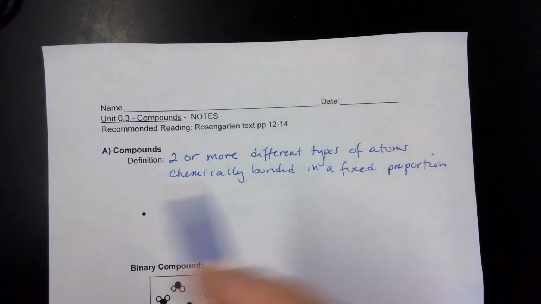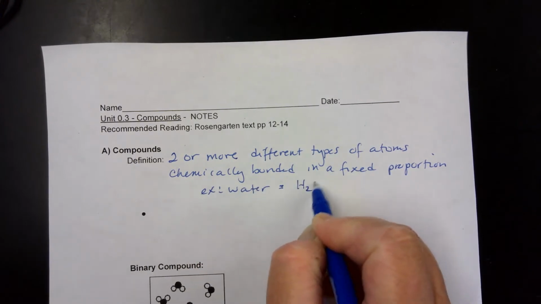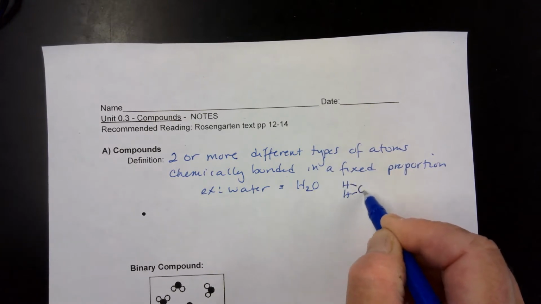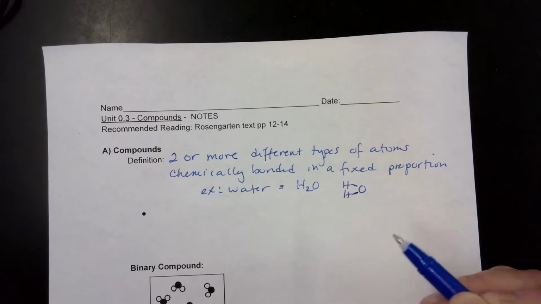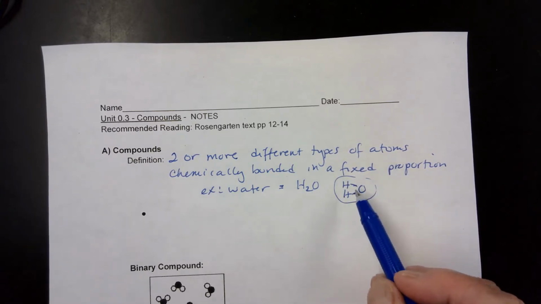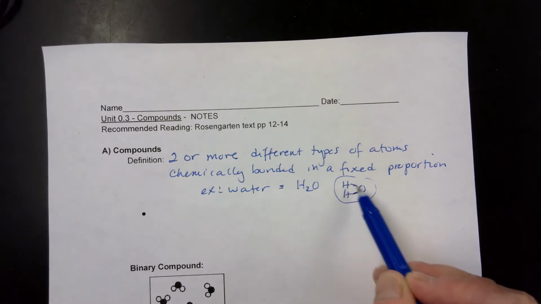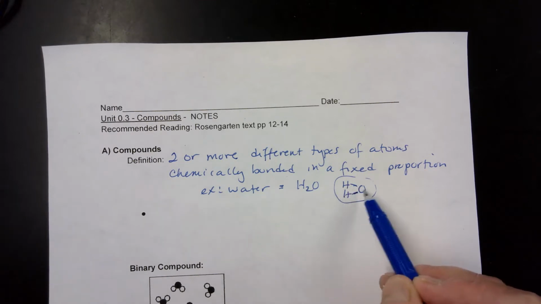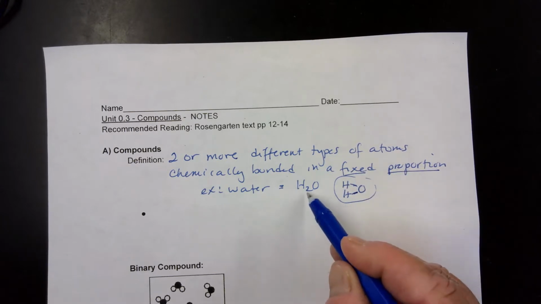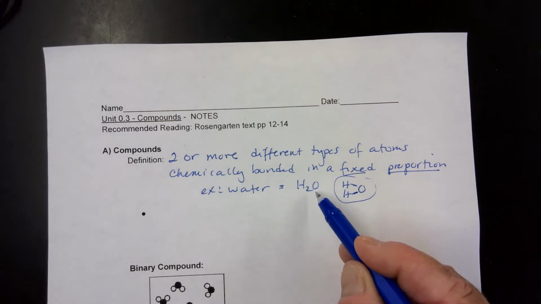Right, so for example, water. Water is H2O. What this means is that there are two hydrogens, and each one of those hydrogens is chemically bonded to an oxygen. All right, so that right there is a compound because we have at least two different types of atoms. Doesn't mean we have two atoms in total, because you can see here that there's three atoms. But two different types of atoms that are chemically bonded in a fixed proportion. Fixed proportion referring to the fact that it's always going to be two hydrogens to one oxygen in this compound.